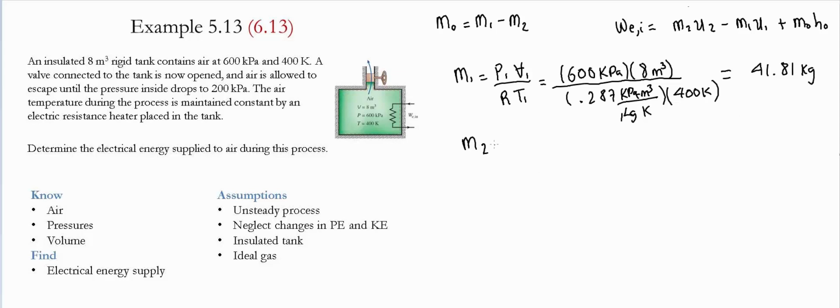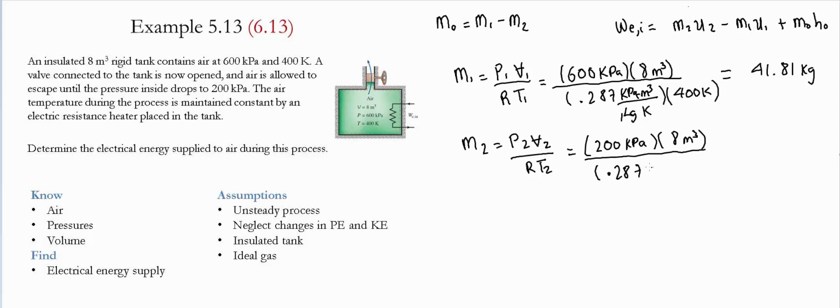We do the same process for m2. This is P2 V2 over R T2, and we substitute. The final pressure is 200 kilopascals. The volume remains constant at 8 meters cubed. The constant of air is exactly the same, 0.287 kilopascal meter cubed per kilogram Kelvin, and the final temperature also remains constant, so it's 400 Kelvin. Therefore the final mass is equal to 13.94 kilograms.